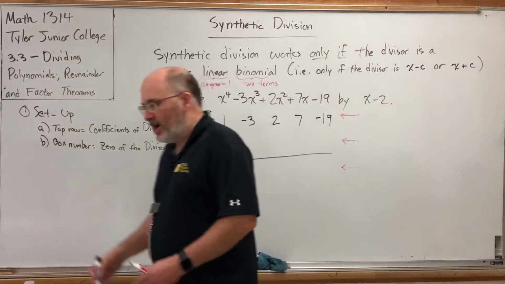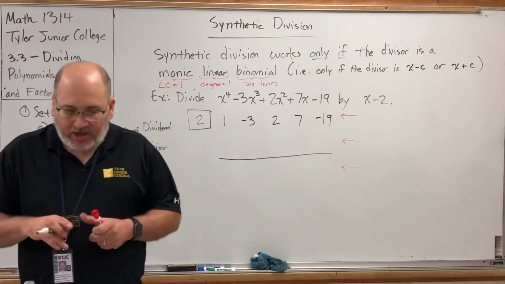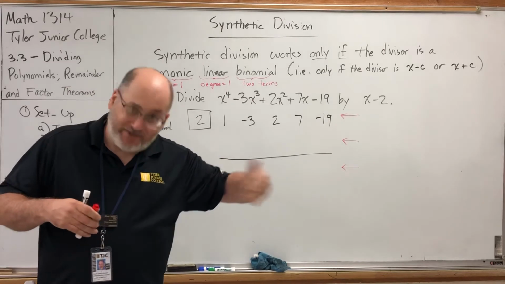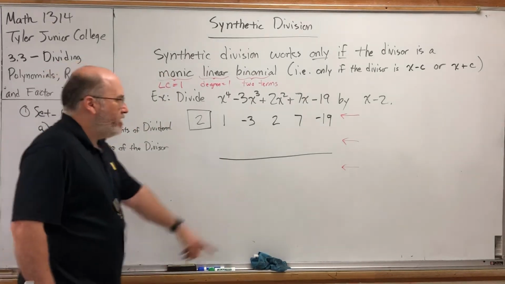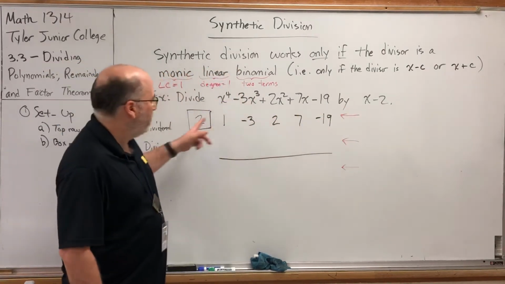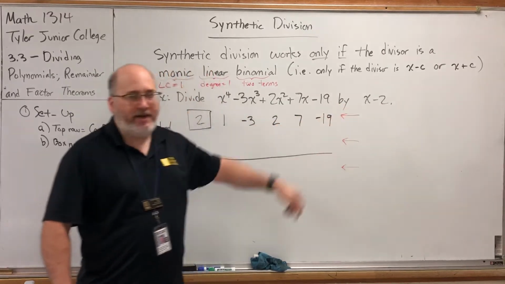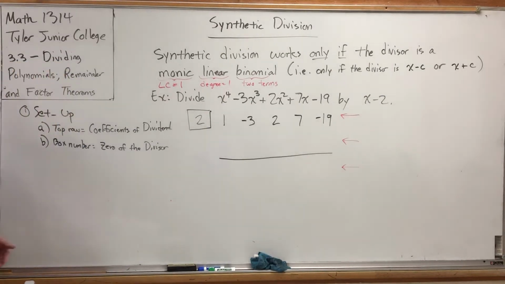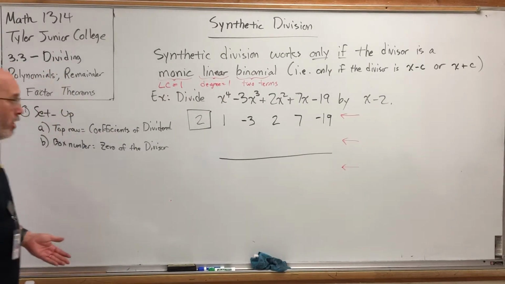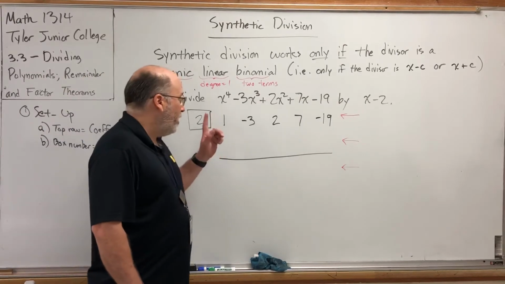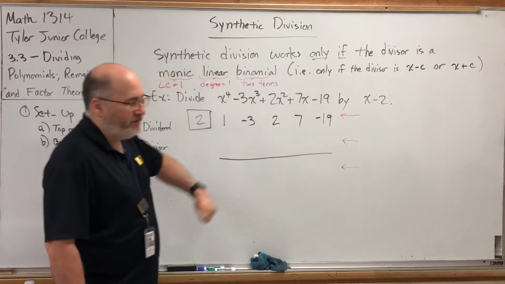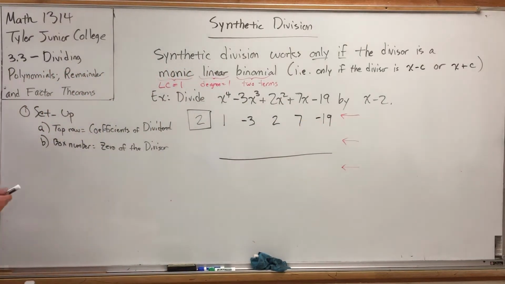Now, why do we change the sign? Because in long division, every time we subtract, we have to change every single sign every single time. Changing this sign once takes care of all of that in one move. That's why we changed the sign. But that's all there is to the setup. You essentially remove the x's, but in the box, you put the opposite of the number in the divisor. Basically, the divisor 0. That's all there is to the setup. Now, the second part of synthetic division is the work.